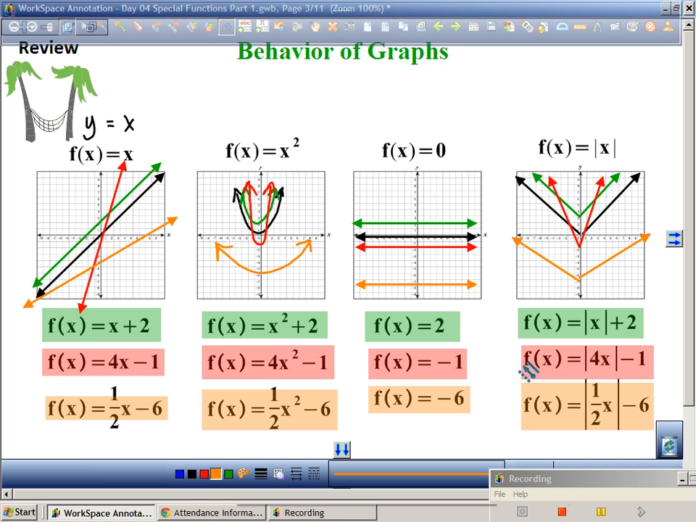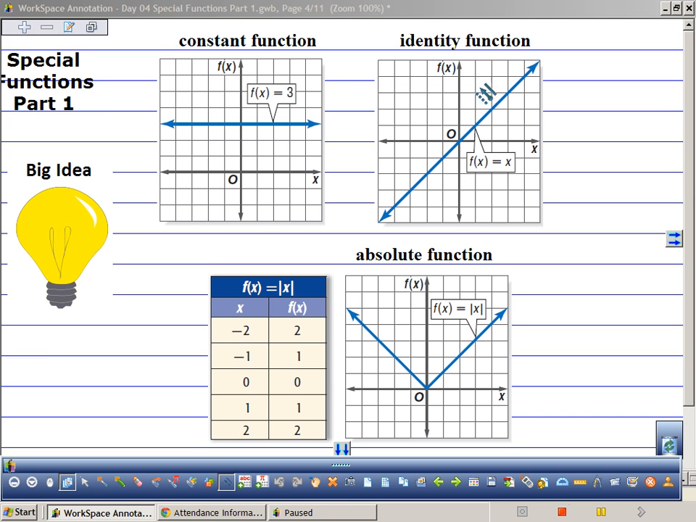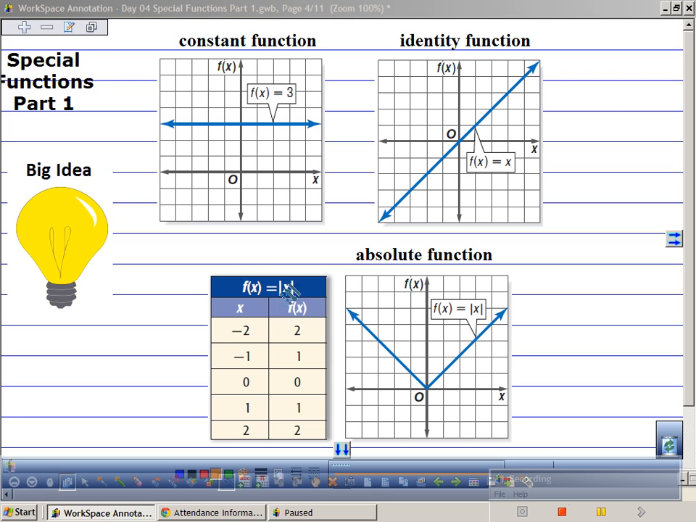All right, those are the basics of behavior graphs. We're going to take those building blocks, and we're going to go a little bit more intense. All right, so I have these in your presentation for you so that you can have it as a reminder. This is a constant function, identity function, absolute function. I've included this graph here, and this table here for you as well.